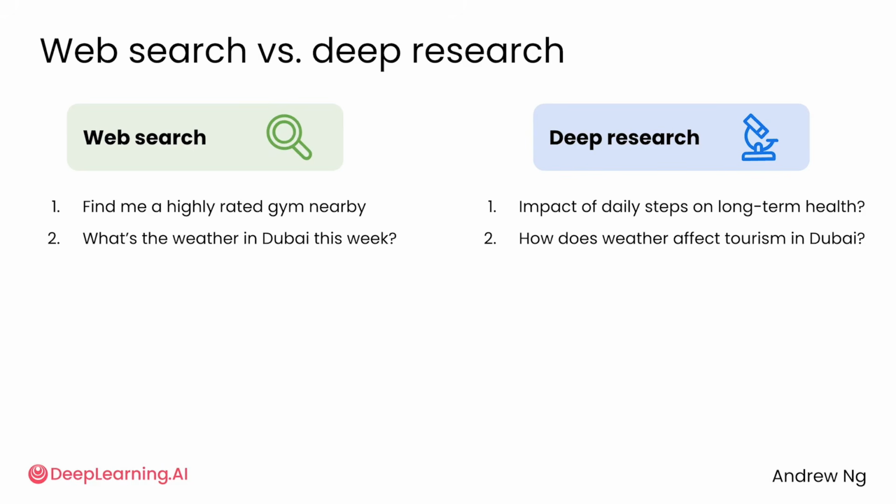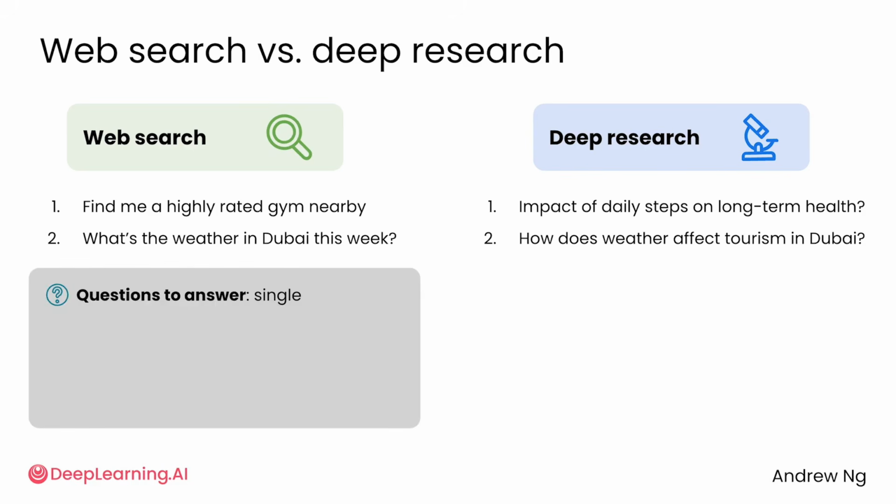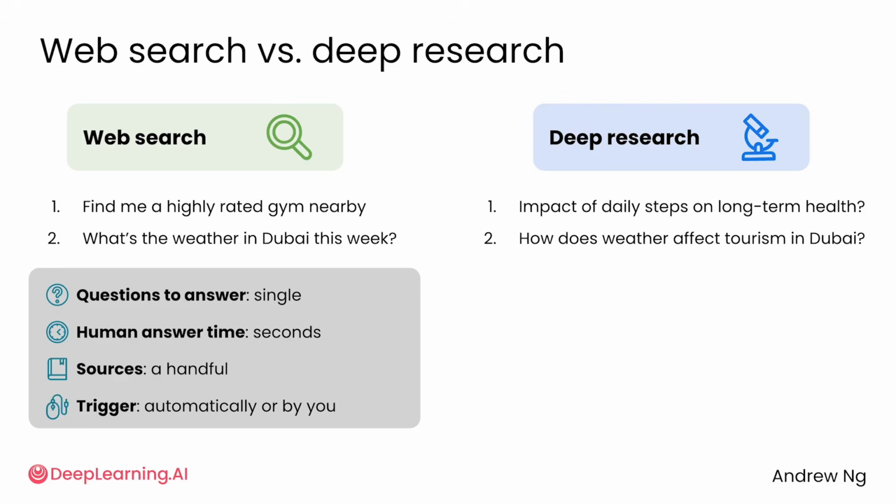To give you another framework to think through when to use web search versus deep research, if you have a single question that you want answered, doing work that would take me just a few seconds based on a handful of sources, that's when web search would be particularly helpful. And web search, as we've seen, can be triggered either automatically or by the user.